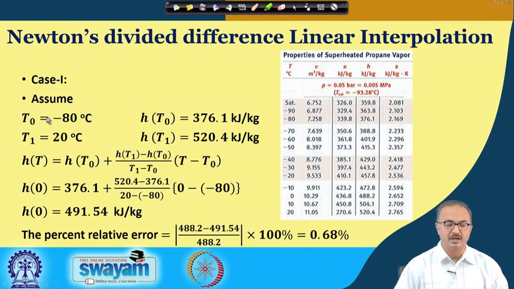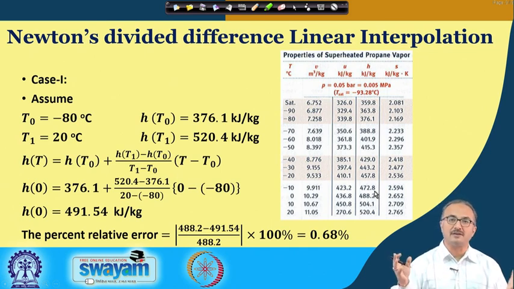Now, first what we do, we just assume the limits, like minus 80 degree centigrade and 20 degree centigrade. That means we choose 20 degree centigrade and minus 80 degree centigrade to arrive at a value for this 0 degree centigrade enthalpy value. Okay, let us see what happens if we suddenly take a very large range to make the interpolation.